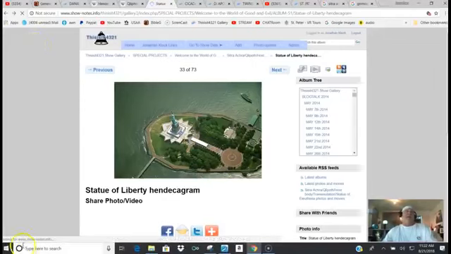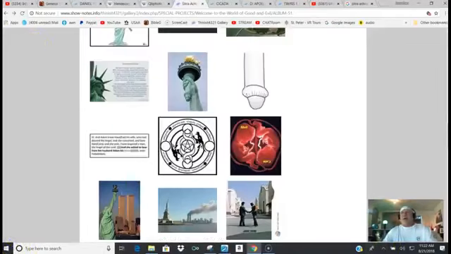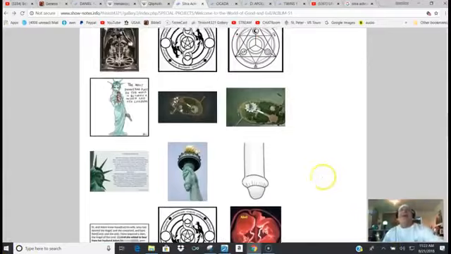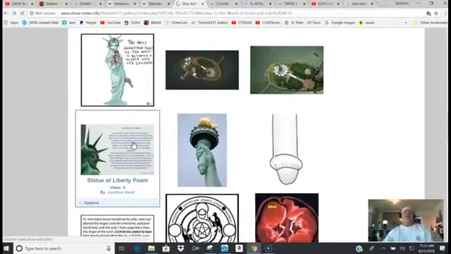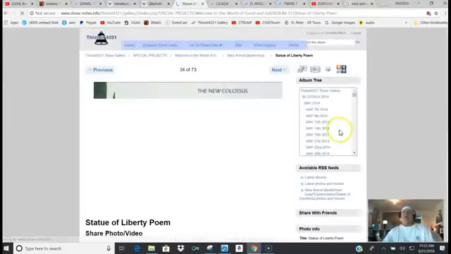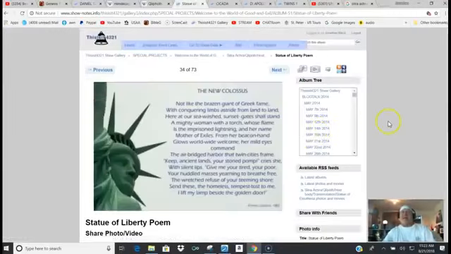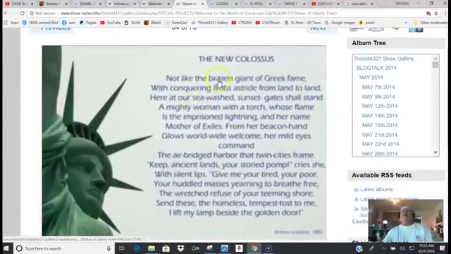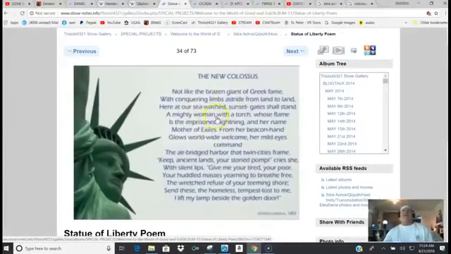God, this thing is buffering. Hang on, guys. Okay, so here we go. Let's read the poem real quick. The New Colossus. They're talking about the New Colossus, like there was the Colossus at Rhodes. Not like the brazen giant of Greek fame with conquering limbs astride from land to land. Okay, here we go. So here's the Statue of Liberty poem.